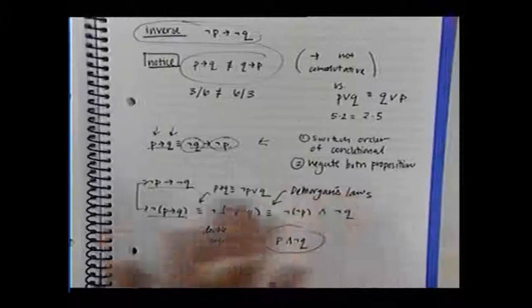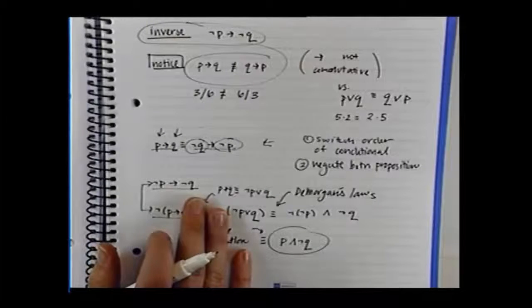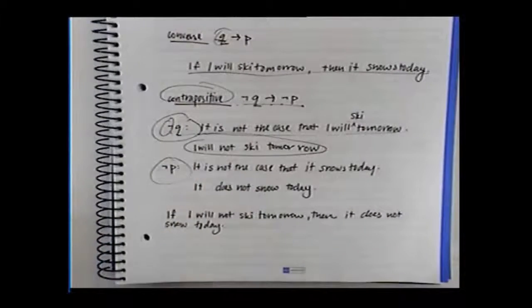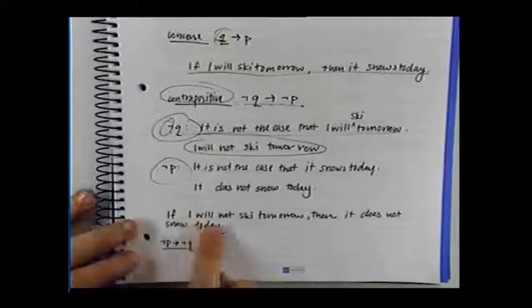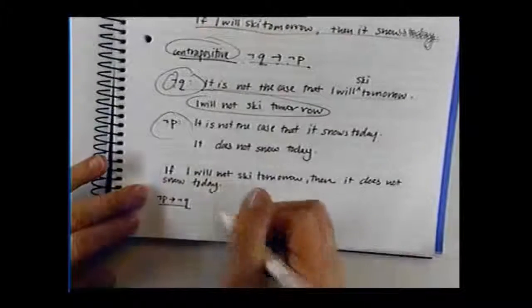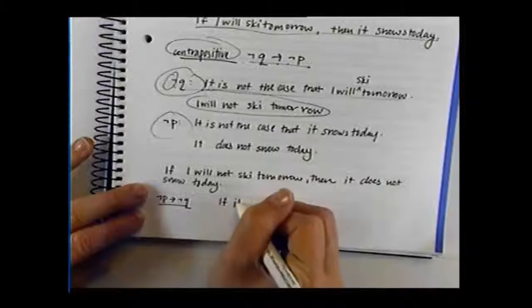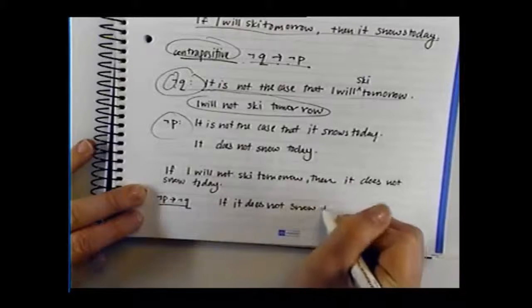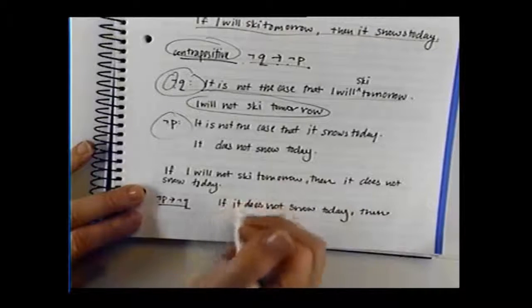Okay, so let's go back to the problem here. I got off track. We wanted to write this inverse based on the statement given. What's nice is I already figured out what not P and not Q are, so all I have to do is connect those together, just in a different order than before. So I'm going to start with if not P, then not Q. So if not P is, if it does not snow today, then not Q is, I will not ski tomorrow.